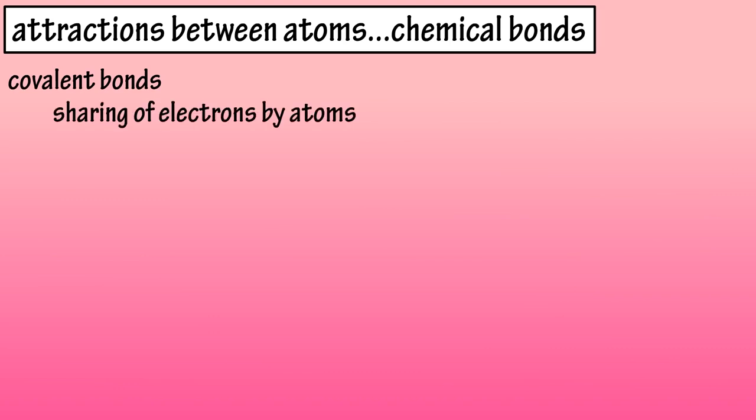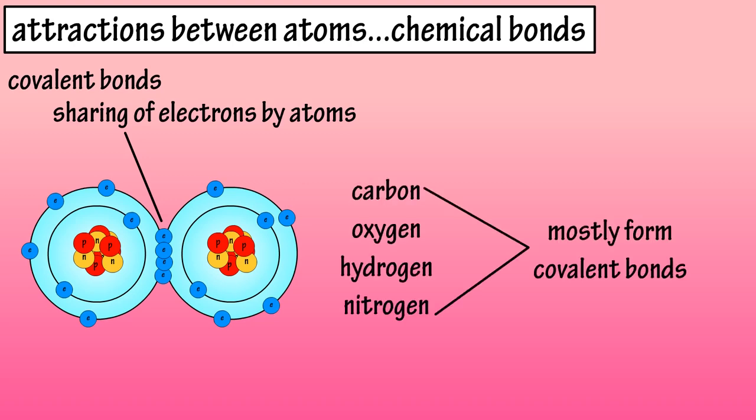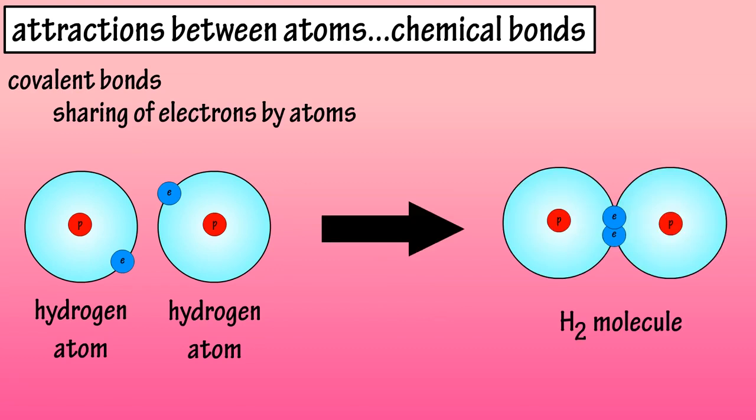Now for covalent bonds. Covalent bonds are chemical bonds that are formed by the sharing of one or more pairs of electrons by the outer energy levels or shells of two atoms. The four major elements of the body, carbon, oxygen, hydrogen, and nitrogen, almost always form covalent bonds by sharing electrons. So, for instance, two hydrogen atoms can bond by sharing a pair of electrons.